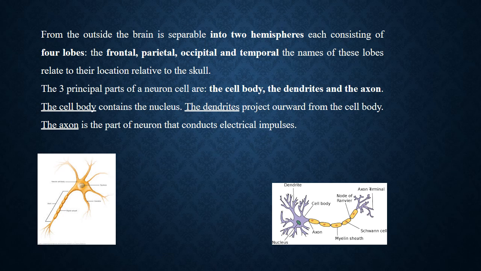The three principal parts of the neuron cell are the cell body, the dendrites, and the axon. The cell body contains the nucleus. The dendrites project outward from the cell body. The axon is the part of the neuron that conducts electrical impulses.